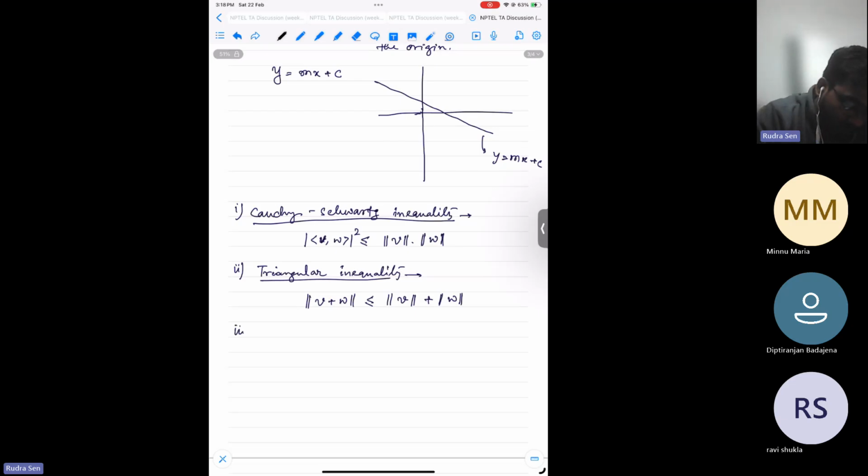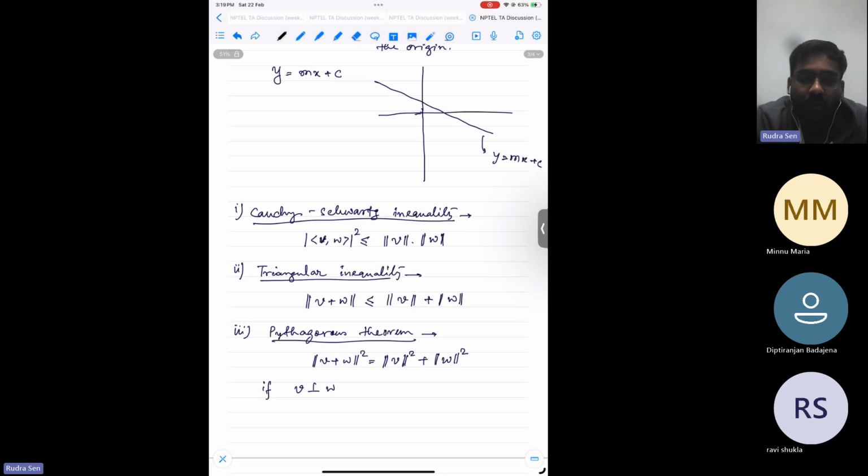Sorry, two, and the third one is the Pythagoras theorem, which shows us that the norm of V plus W, whole squared, equals V squared plus W squared if V and W are orthogonal to each other.